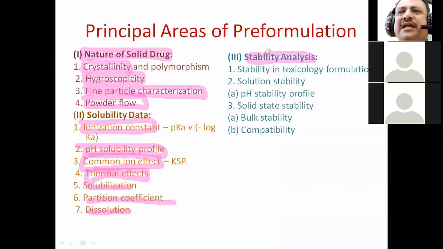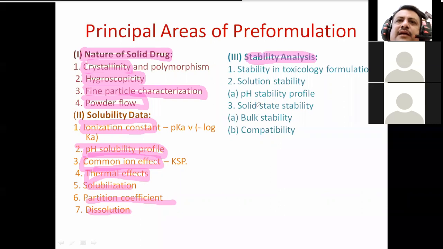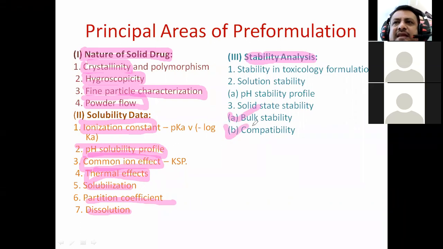Now in stability analysis, the stability in terms of toxicology for the formulation is studied. Then the solution stability at a pH, that is, we study the pH stability profile, at what pH the dosage form will be stable. And then the solid state stability, that is bulk stability and compatibility. So these are some of the principal areas which we are going to study in detail.